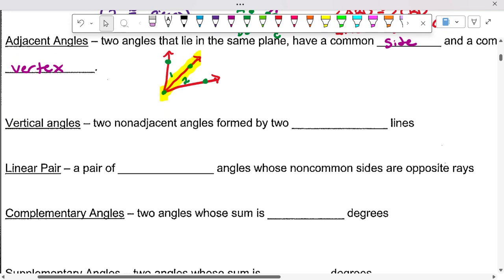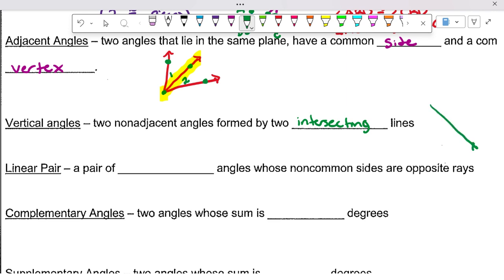Vertical angles. They're two non-adjacent angles formed by two intersecting lines. Now, does anyone remember what's true about vertical angles? So, vertical angles: if I draw two lines, these two angles, let's call them 1 and 2, are vertical angles. And these two angles, let's call them 3 and 4, are also vertical.